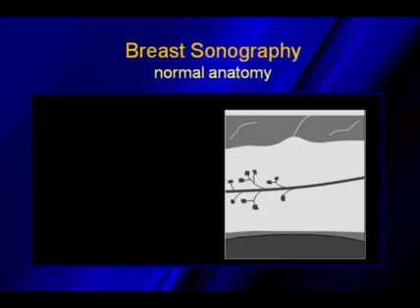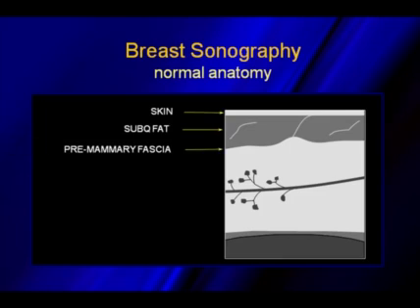Looking at normal anatomy with breast ultrasound, the first structure that we're going to scan will be the skin. It will be just underneath the transducer face, and it should be echogenic, about 2 to 3 millimeters in thickness. We then have the subcutaneous fat that's seen just underneath the skin. There's a pre-mammary fascial layer. This fascial layer extends all the way up. Wherever there's a Cooper's ligament, it goes up, attaches at the skin, and comes back down and continues on.